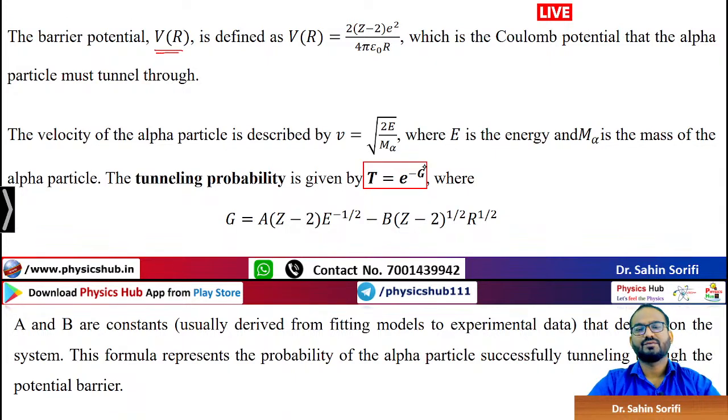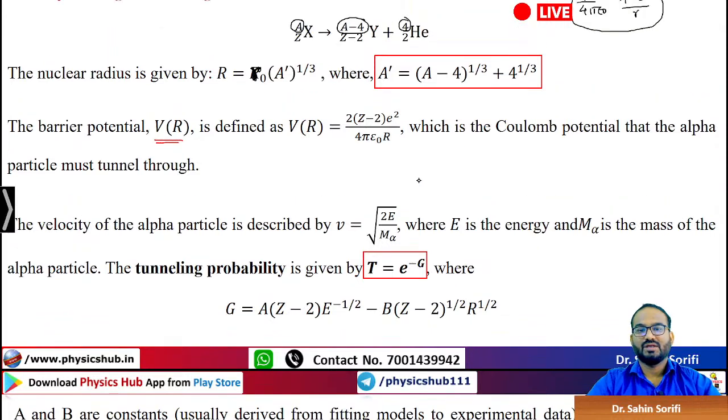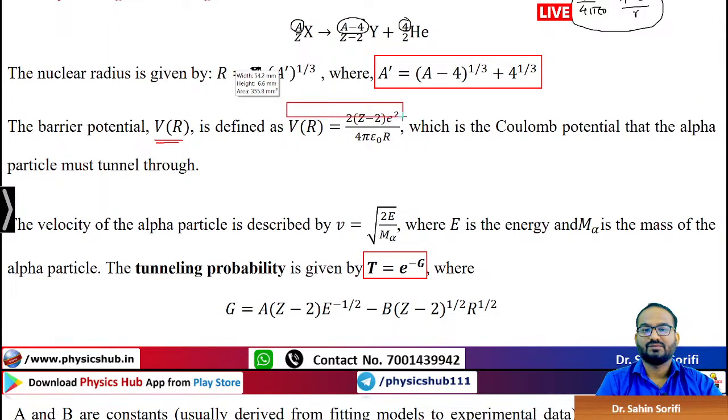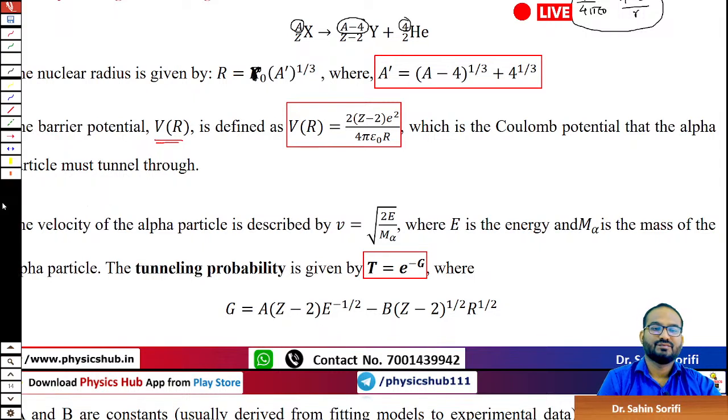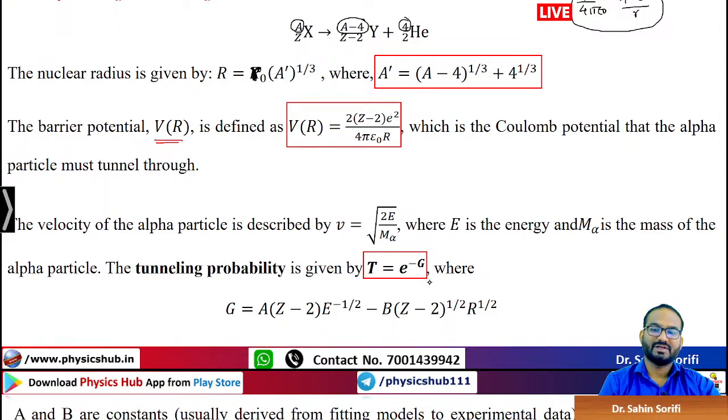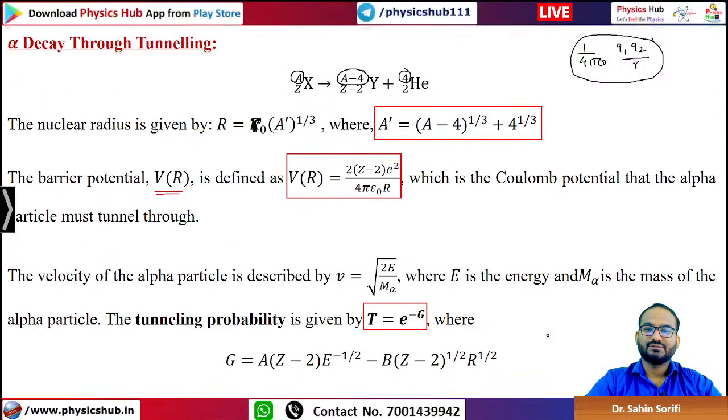So this is a quantitative formula. The main formula here is V of r, the potential barrier formula. V of r equals 2 into Z minus 2 e square by 4 pi epsilon naught r. And sometimes you may be asked about this tunneling probability, T equals e to the power minus G, where G is given by this. Now let me show you a question. So you understood now what you have to do in your examination. Generally this barrier potential is given.